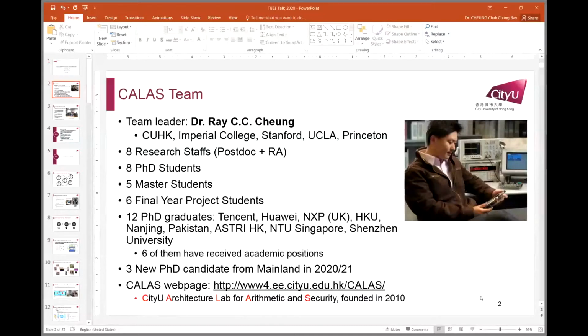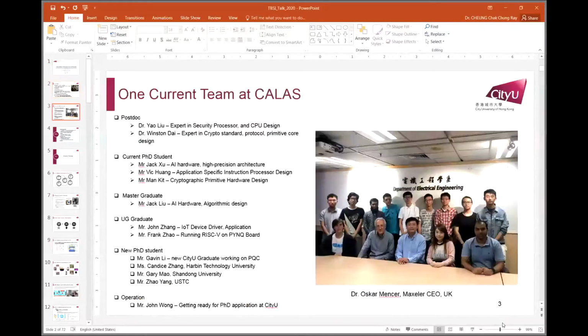This year, we actually have 3 mainland students doing a PhD in Hong Kong. This is only a picture showing our team, only one of the teams in Hong Kong. As you can see, City University has been ranked the most international university in the world by the QS ranking and the Times ranking. You can see our team consists of students of many different nationalities. So we have a very diversified team in Hong Kong.